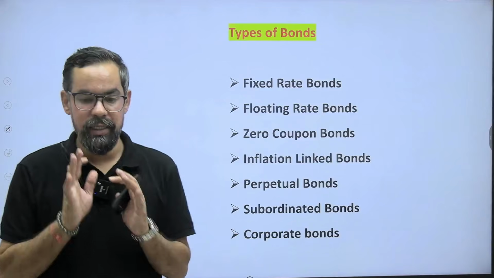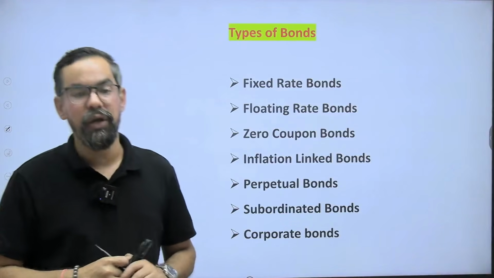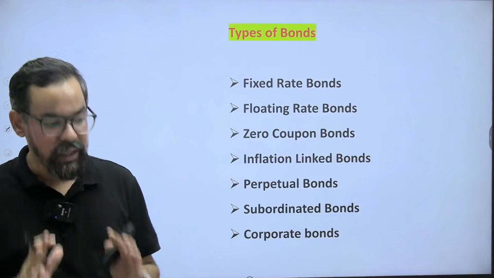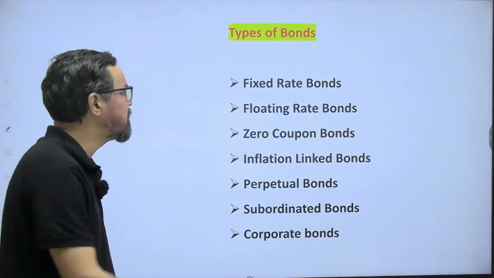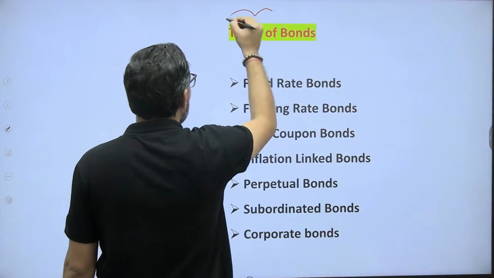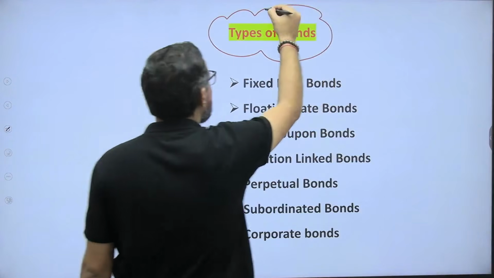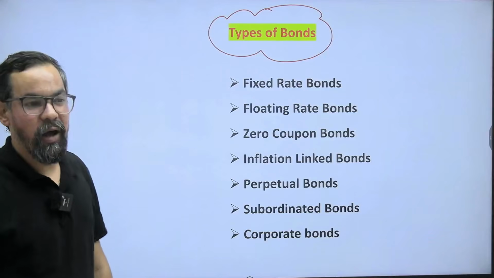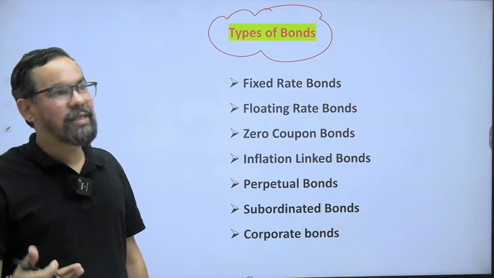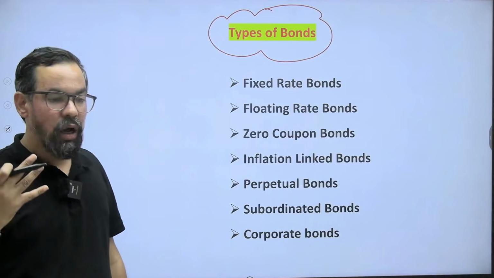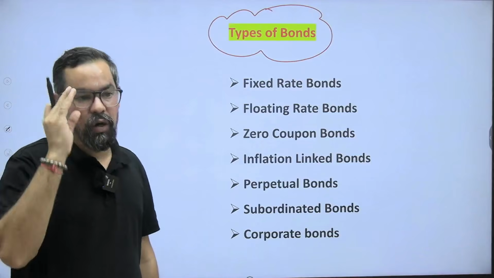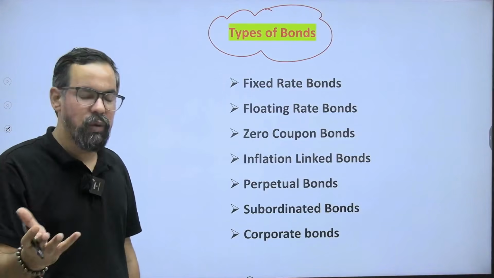So these are the terminologies associated with bonds. Now the next part is types of bonds. We have various types of bonds, categorized based on the issuer also, like government bonds, corporate bonds and others.